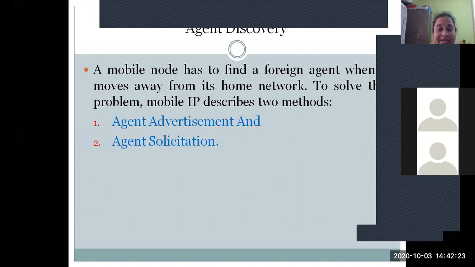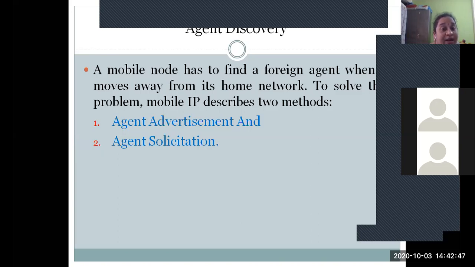It assigns you the IP address, your location, and your identification is given only by the home agent itself. But whenever you move to a foreign network, you have to be identified by the foreign agent of that particular foreign network. So you have to find the foreign agent first in order to have your identification exposed.